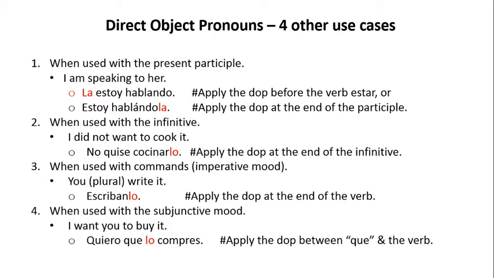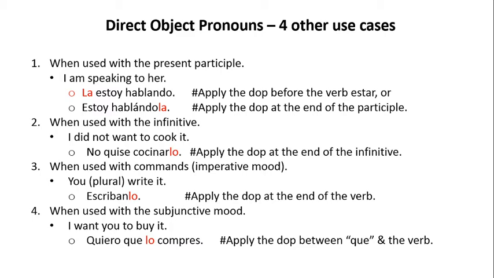Now, there are 4 other use cases for direct object pronouns. The first is when used with the present participle. I am speaking to her. La estoy hablando. Here, you apply the direct object pronoun before the verb estar. Alternatively, you can say it this way, estoy hablándola, in that you apply that direct object pronoun at the end of the participle. Case number 2, when used with the infinitive. I did not want to cook it. No quise cocinarlo. Apply the direct object pronoun at the end of the infinitive.